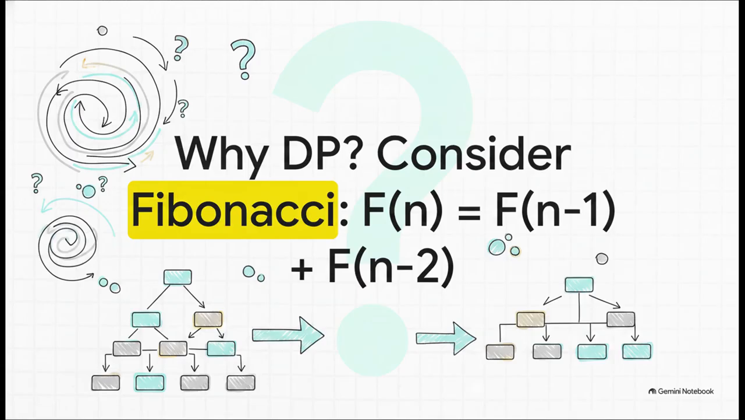Let's look at why DP even exists in the first place. Take the classic Fibonacci sequence. The math is elegant, right? F of n equals f of n minus 1 plus f of n minus 2. But if you try to code that using standard recursion, well, you're going to have a bad time.